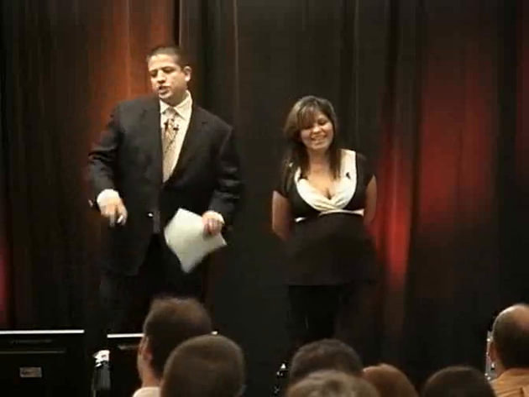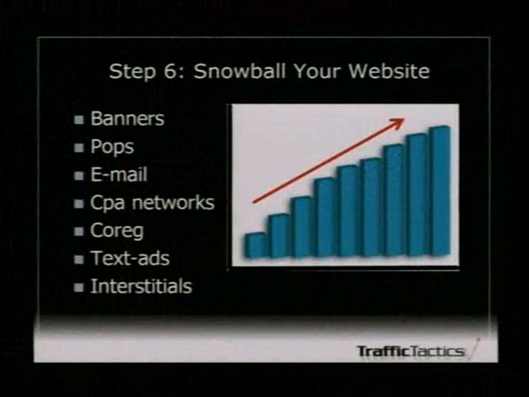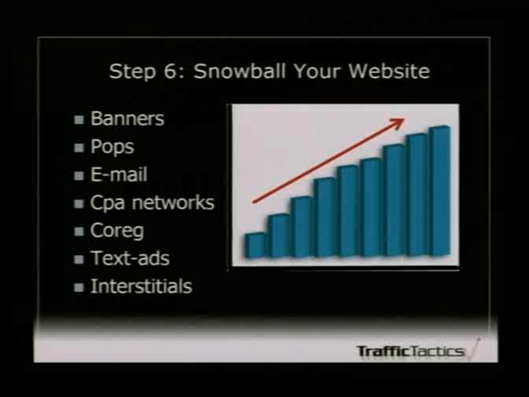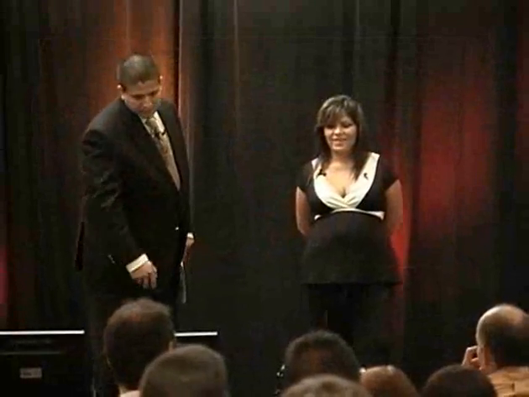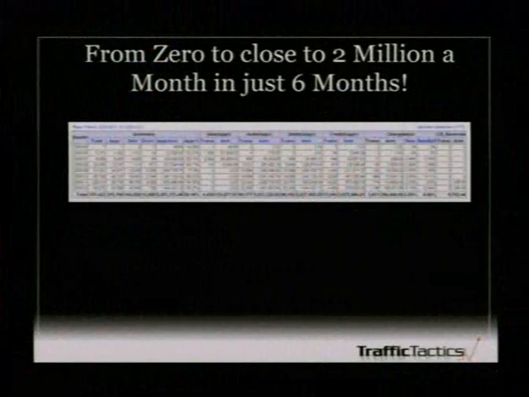All right. So this is your last step. After you optimize everything, now you're ready to snowball your website. Now you can go out and get traffic from all of the traffic sources I mentioned. And let me just show you how powerful this is. This is for our grants website. As you can see, we went from the initial $49.95 test order to close to $2 million a month in less than 6 months.